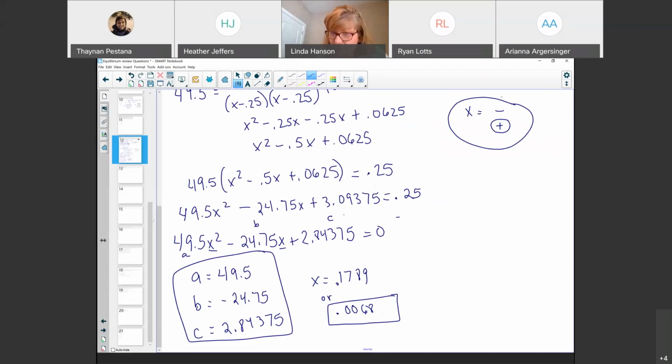Let me re-hit that then. Ryan, you say you got different answers, so I'm going to hit quadratic equation again. A went in as positive 49.5, B went in as negative 24.75, and C went in as 2.843. I'm getting the same thing on my calculator again: 0.178 and 0.0068.